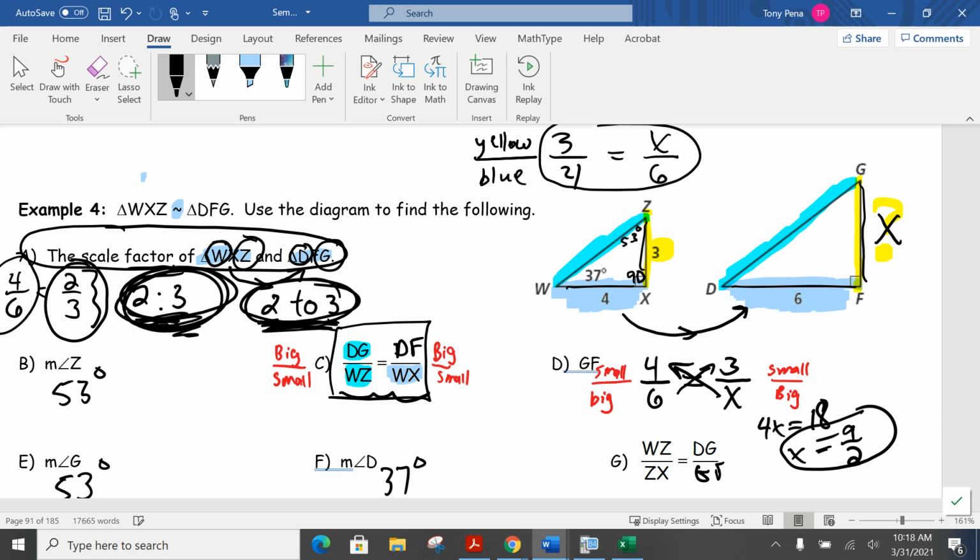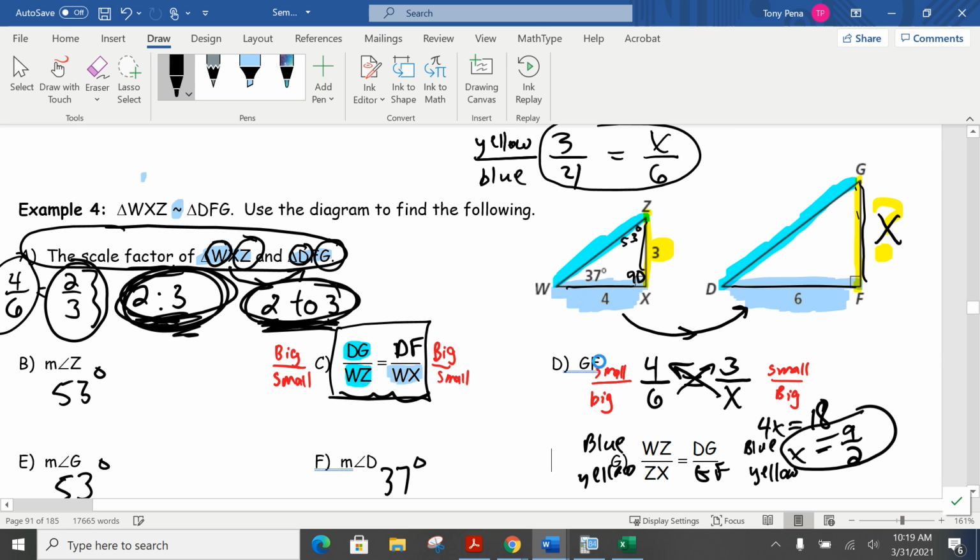Good. G to F. We went WZ to ZX. So we did the blue side to the yellow side in the small triangle. So as long as we do the blue side to the yellow side in the bigger triangle, then we should be good. And the yellow side was this GF. All right, good. So those are those notes.